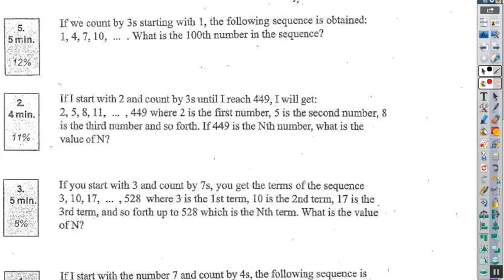So we're going to take a look at how we can figure out the 100th term of a sequence without having to write all 100 terms. We know that the first term is 1, second term is 4, third term is 7, fourth term is 10. And we are looking for the 100th term.